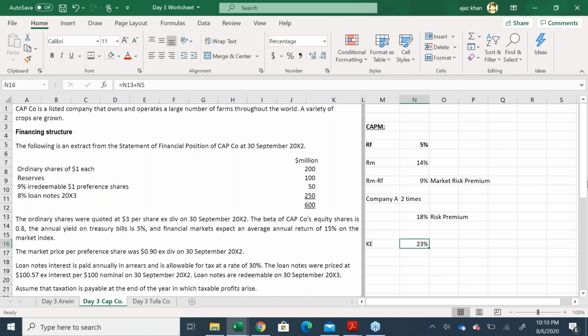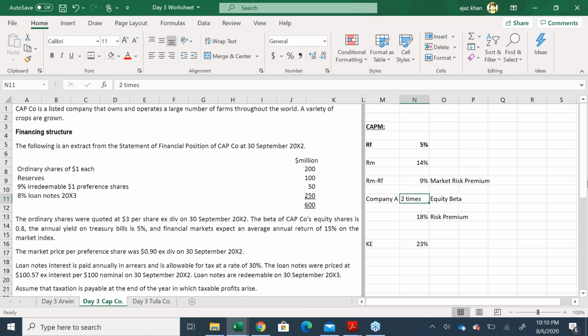Now, this is what the CAPM model is. This 2 times is basically the equity beta of the company. That is a statistical value showing the risk. The 2 times means the company is twice as risky as the average market.